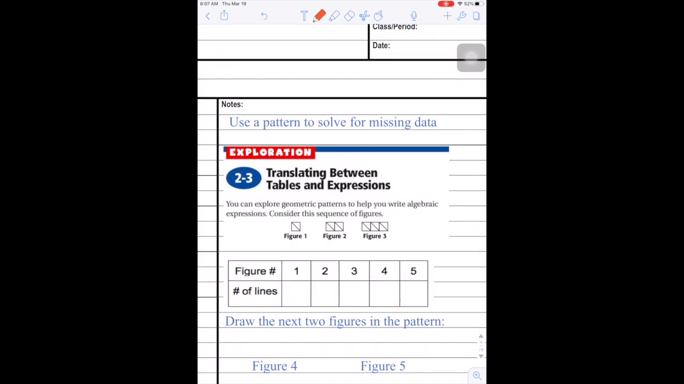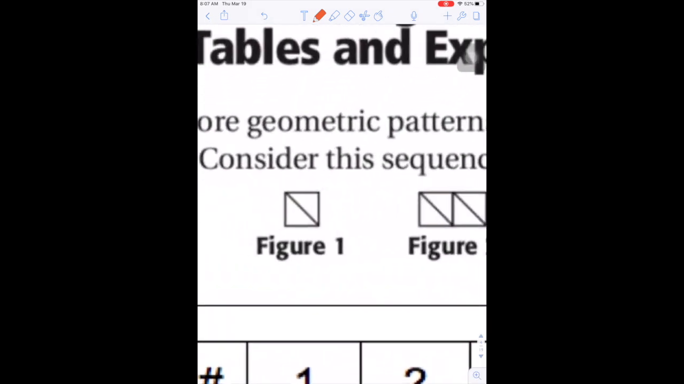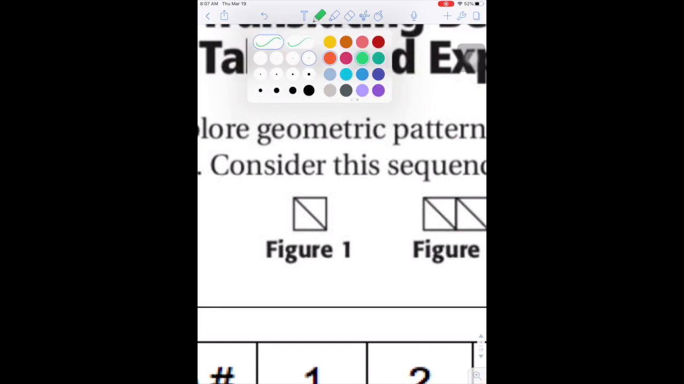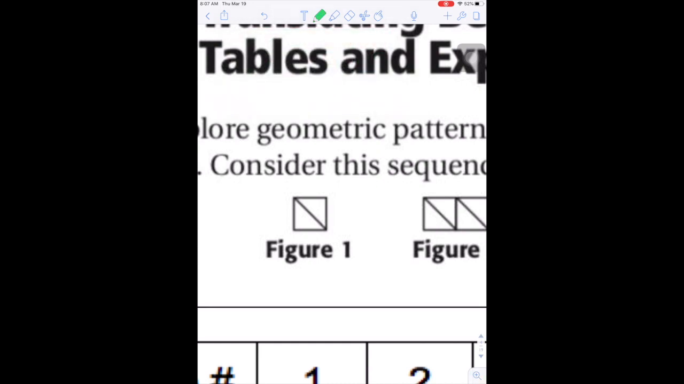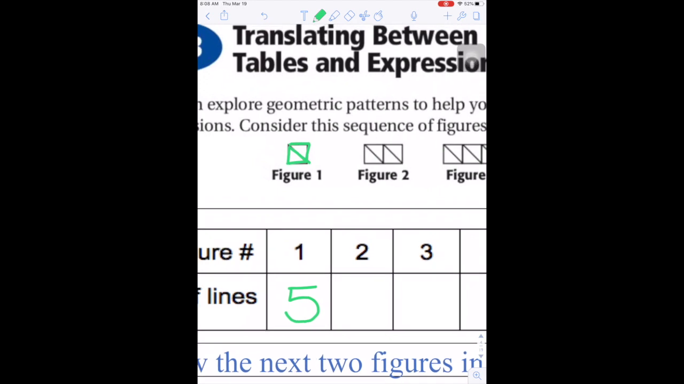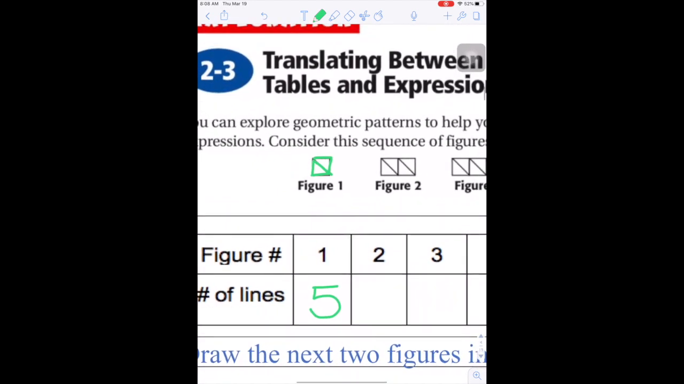All right, so for this table, the example that we were given is to tell how many lines make up each of the figures. So if I look at this first figure, and I'll pick a different color, figure out how many lines they used to make it, 2, 3, 4, 5, then in my table I'd say for figure 1, it took me 5 lines.